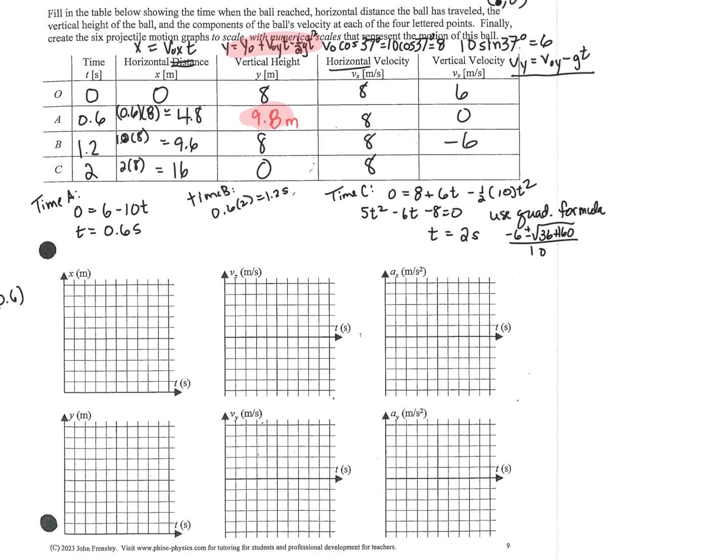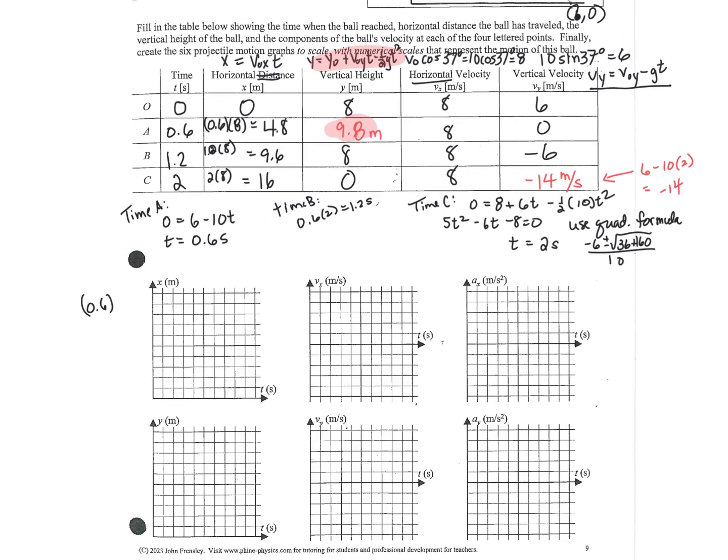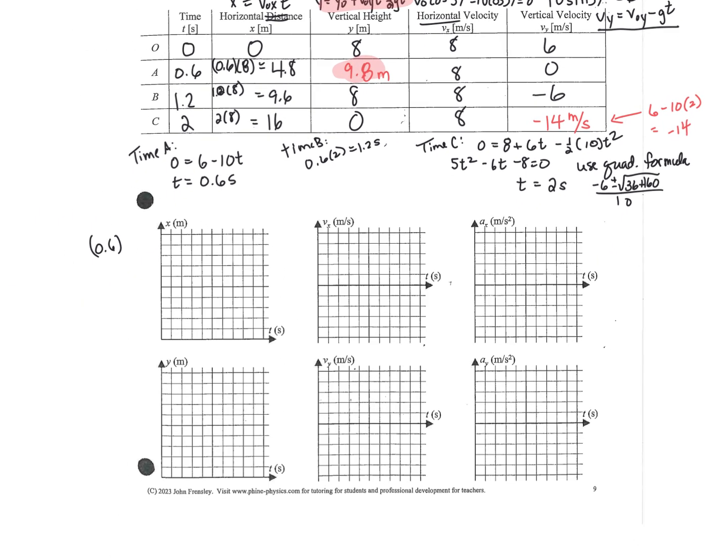All right, last thing we need to know is the final vertical velocity. Well, the final vertical velocity here is after 2 seconds. So we know it's going to start with initial vertical velocity of 6 minus 10 times 2. So this is 6 minus 20, so negative 14. So this is negative 14 meters per second. All right, so now we know everything. Let's do all of these.